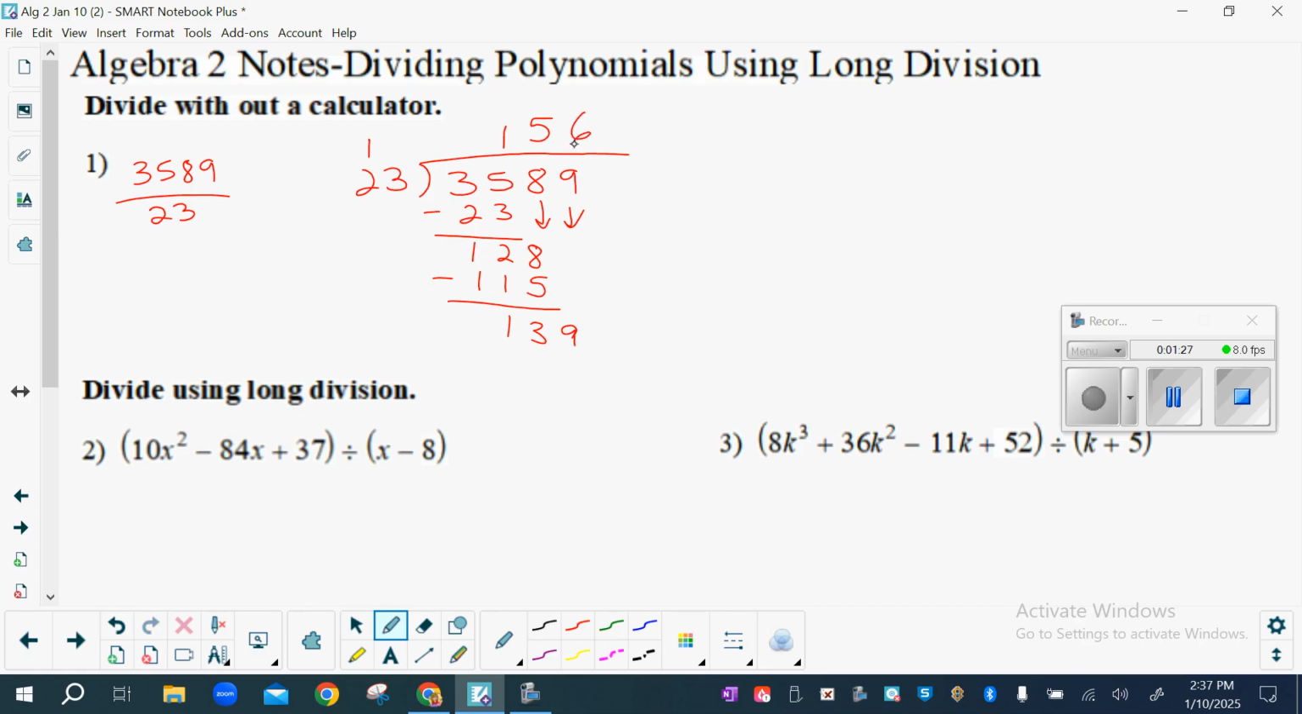6. So 6 times 3 is 18. Carry the 1. 6 times 2 is 12, plus 1 is 13.